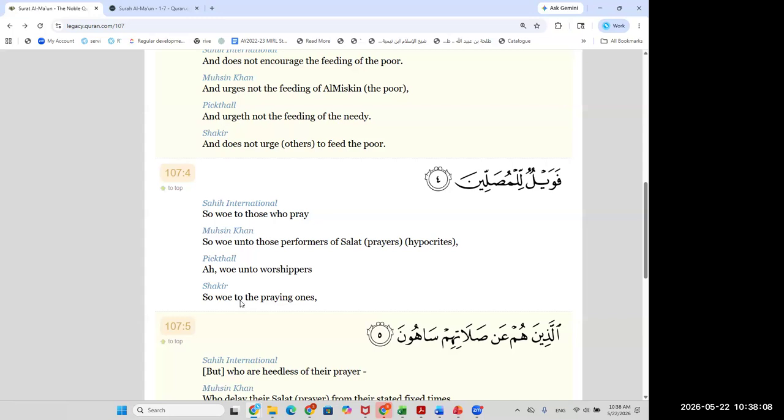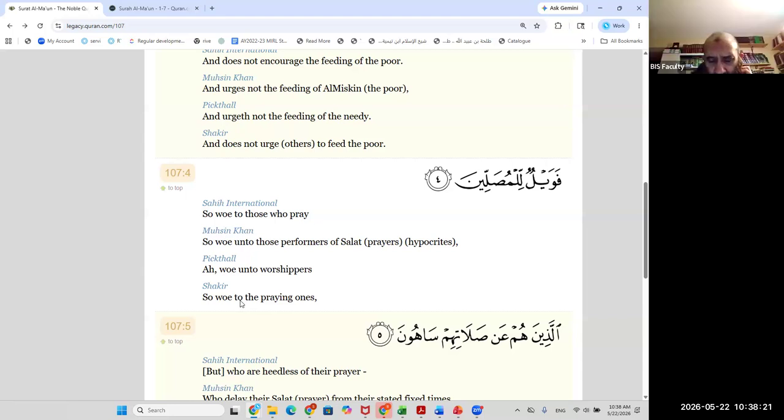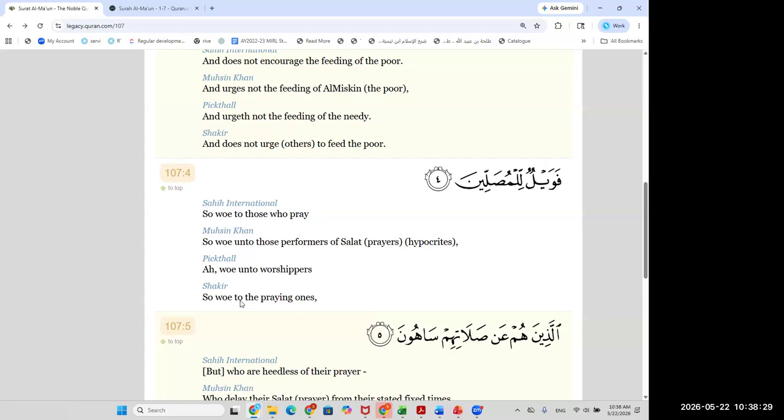Is there a significance between it not being written as an ism fa'il here as opposed to ism maf'ul? If it was ism maf'ul, the meaning would be different, right? Woe to those who are prayed, who can't be prayed. A person can't be prayed. Right, okay.